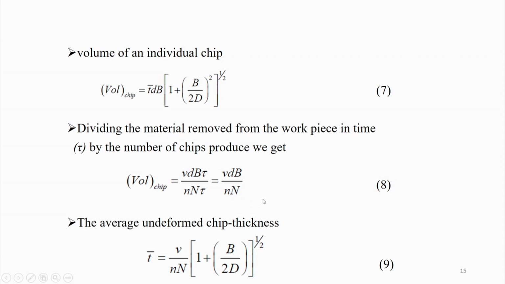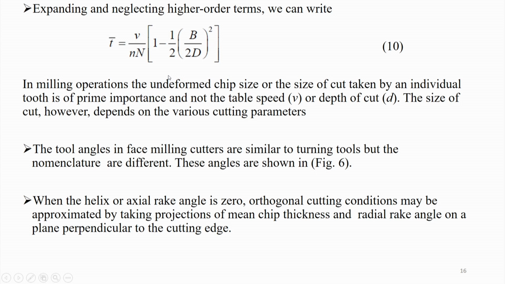Now the average undeformed chip thickness is given like this. Both the volumes will be equated, and you will get the undeformed chip thickness as T equal to V divided by n (1 plus b by 2d), and this will be the square root of that. In this case also we get a similar type of expression, and expanding and neglecting the higher order terms, we can write T is equal to V by n (1 minus 1 by 2 (b by 2d) square). So if the width increases, then the thickness decreases, because this is a minus term here.